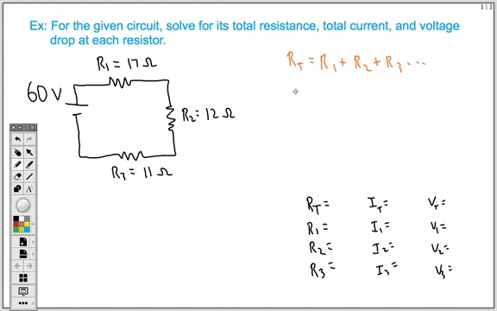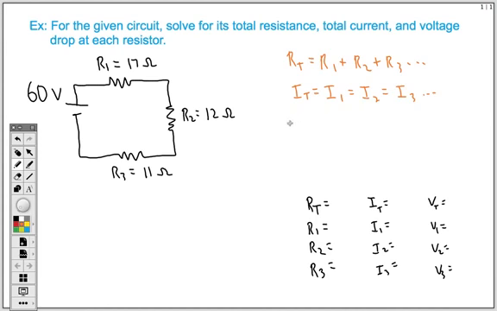Now to solve for total current in a series circuit, because there's only one path for electricity to flow, at each resistor the current stays the same. To represent that mathematically, we say that the current is equal at each of the places on the circuit. So we would say the current at spot 1 is equal to spot 2 is equal to spot 3, and so forth.